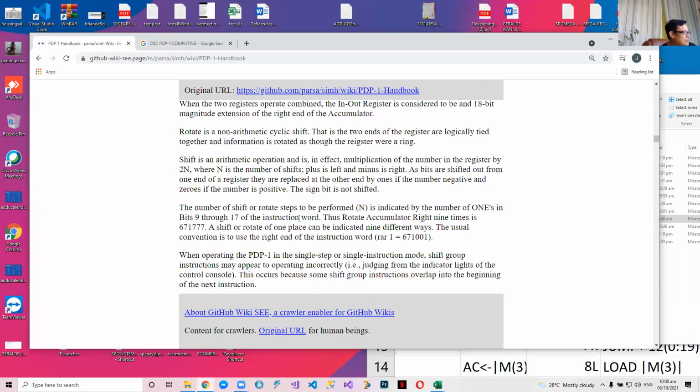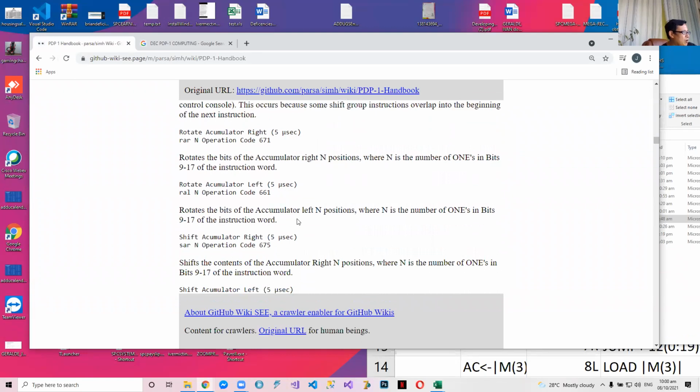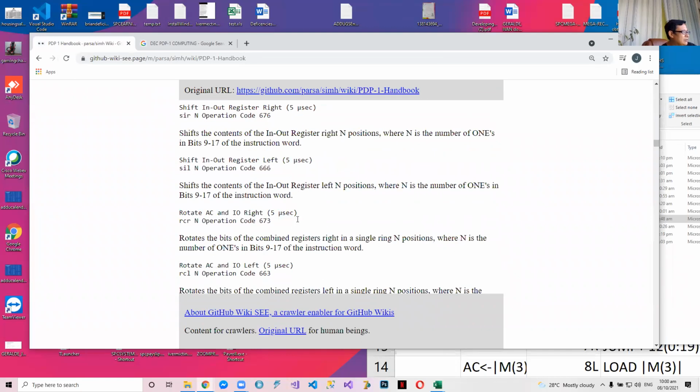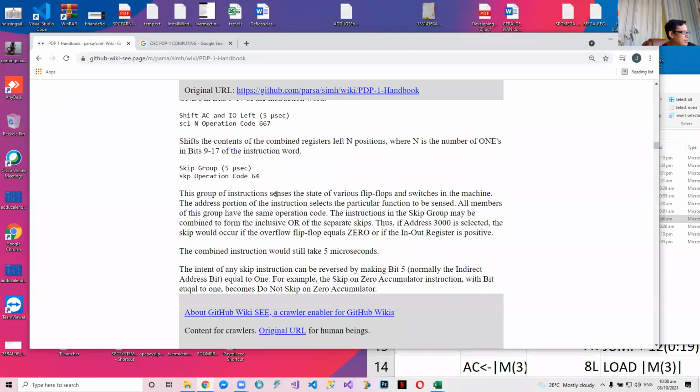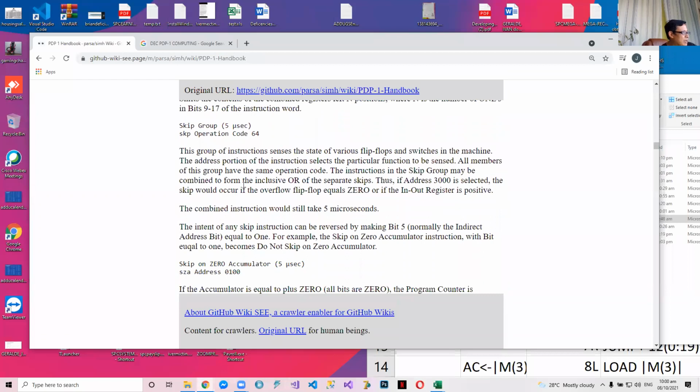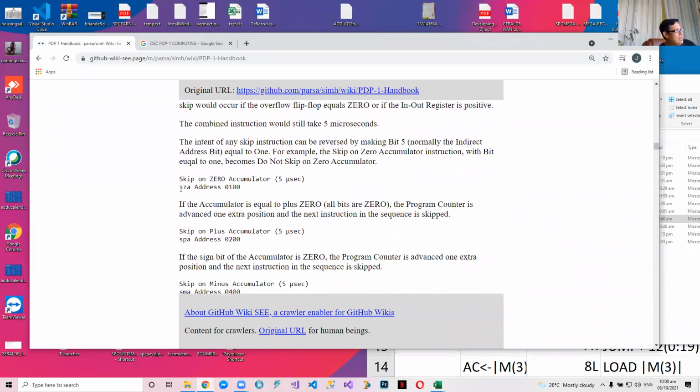Okay. Now let's look at the skip operations, no? These are just shift bitwise operations. Okay. Skip operation, skip group. This is the skip group. This is the most important part.